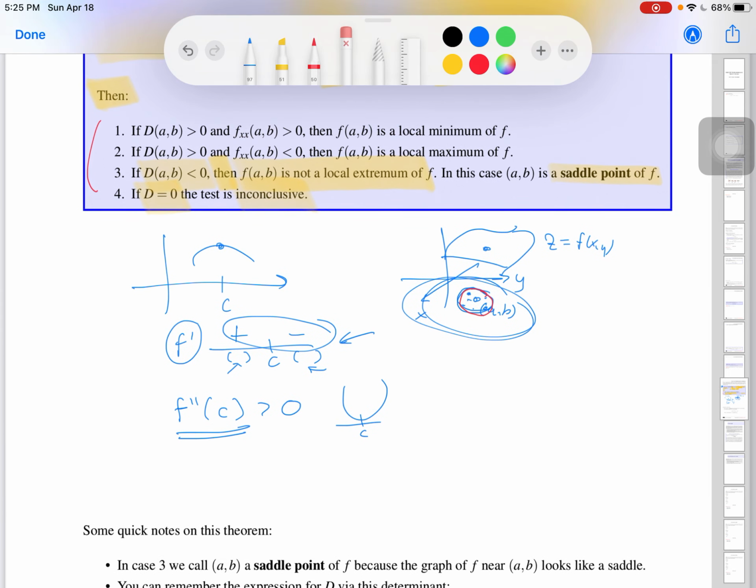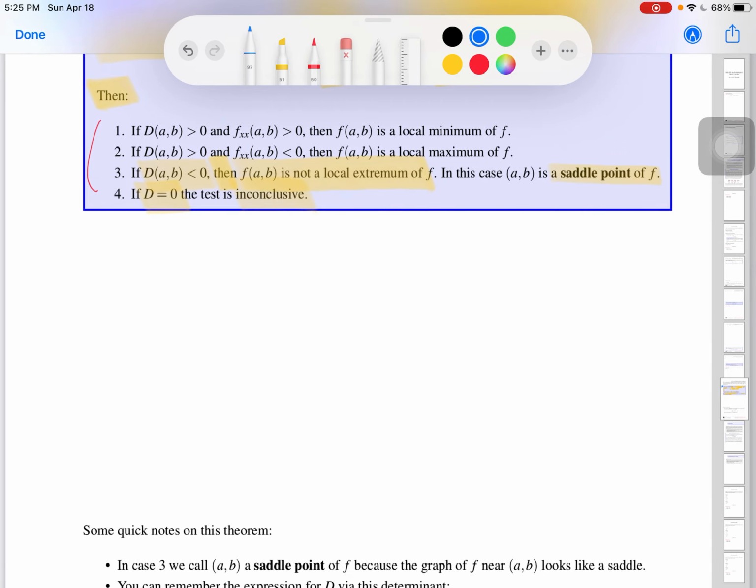Okay, so saddle points. Let me talk about that and then just draw some other examples here. The first example I want to draw is what a local max would look like under this test. I'm just going to use a hemisphere as an example. So this is a nice example of a local maximum. Let's start there.